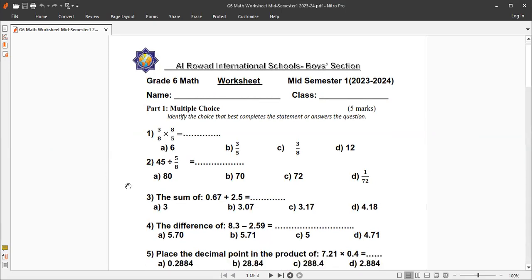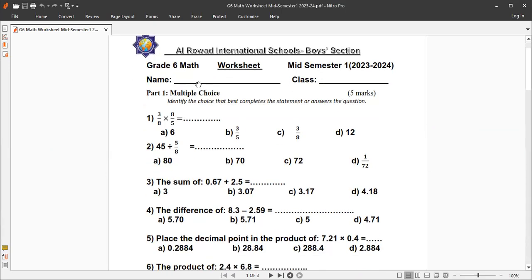Now question number 4. The difference of 8.3 minus 2.59. As I mentioned before, guys, take care. In addition and subtraction, we need to line up the point. So I write 8.3 minus 2.59. The point is the first thing I write. Now the ones should be below the ones. Line up is very important. 0.59.